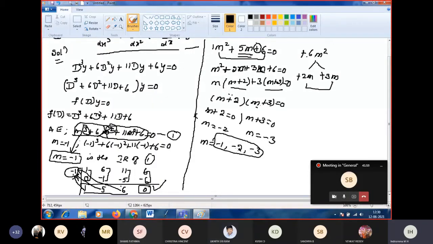Roots are real, not complex. Roots are real, but not equal. Not equal means distinct. Which case do I want to use? Second case. It is m1, m2, m3. M1, m2, m3 are real, but m1 not equal to m2, not equal to m3. How to write y c?